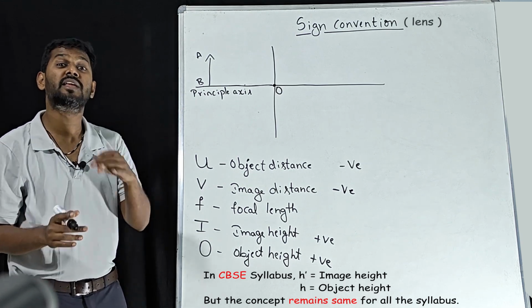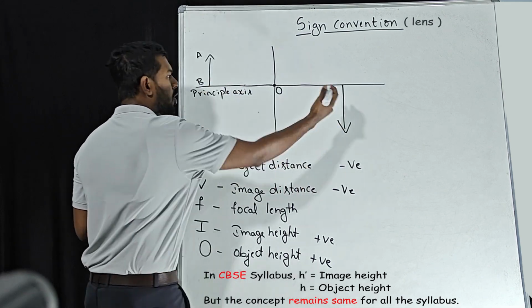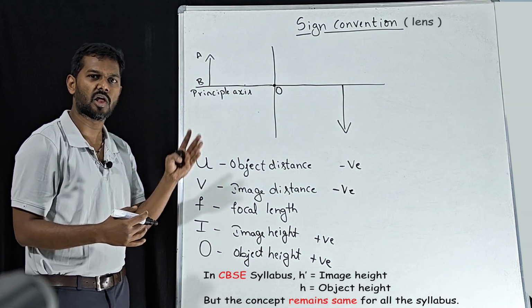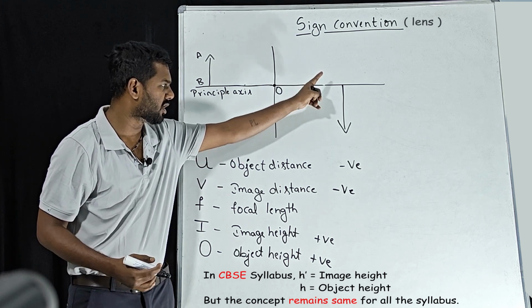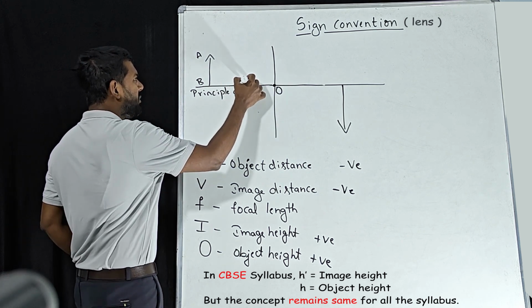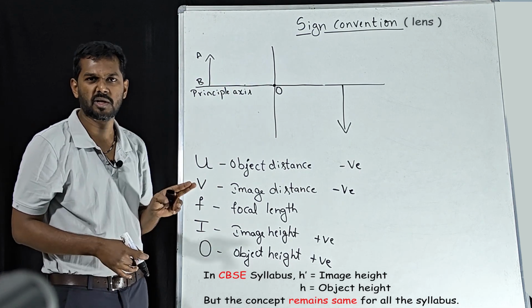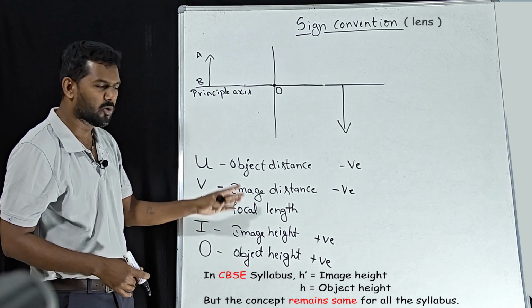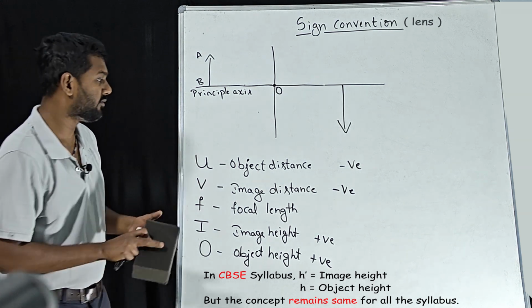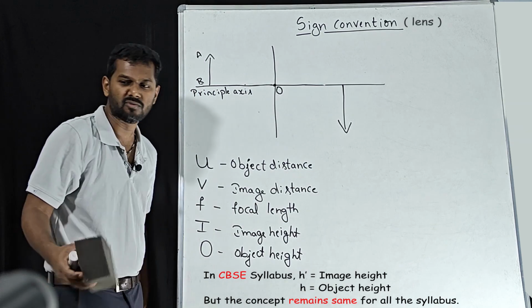Now we'll talk about the real image. Real images are always obtained on the right side and are always inverted. Virtual image: in the previous case, we found the image was on the left side, so that was a virtual image. Only two types of images are possible. If we learn both, then we can understand any question. Why are sign conventions important?